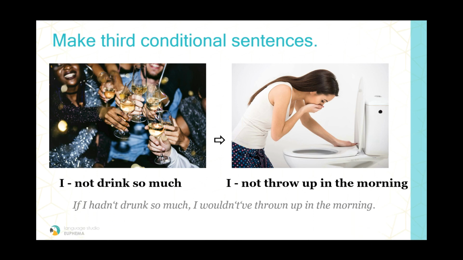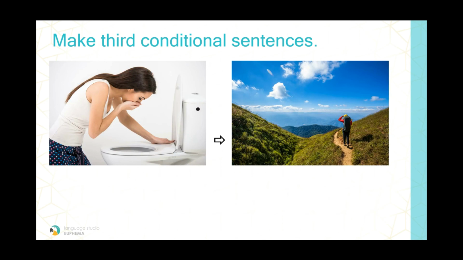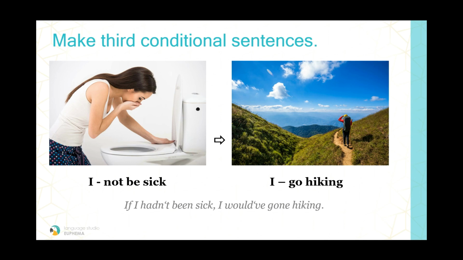If I hadn't drunk so much, I wouldn't have thrown up in the morning. Right. Then I was sick, so I did not go hiking in the afternoon. But what if? Make a third conditional sentence. Let's see. If I hadn't been sick, I would have gone hiking, but I didn't.